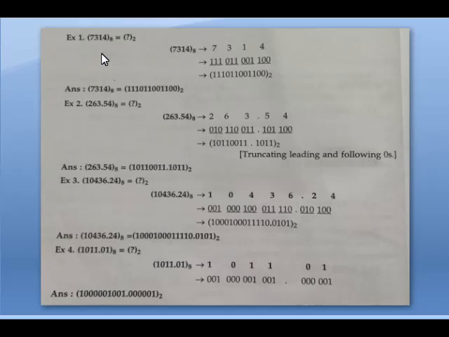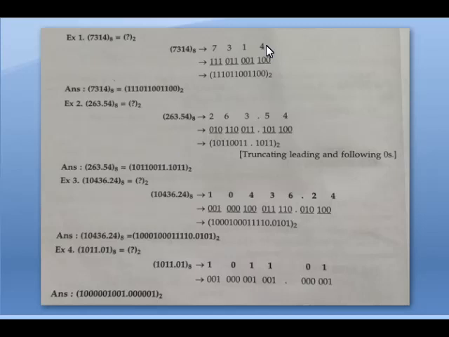First one is 7314 to the base 8. So this is an octal number. We are going to convert this octal number to binary. What we have to do is write the digits from right to left first: 4 1 3 7. Now we are going to write the binary equivalent of this number.